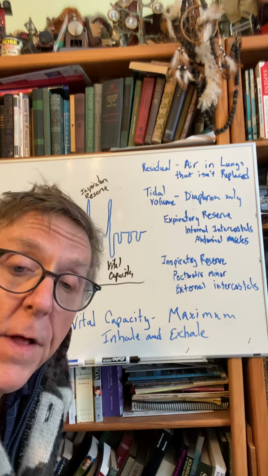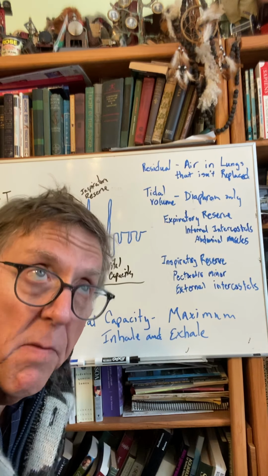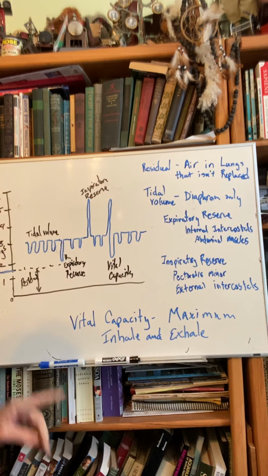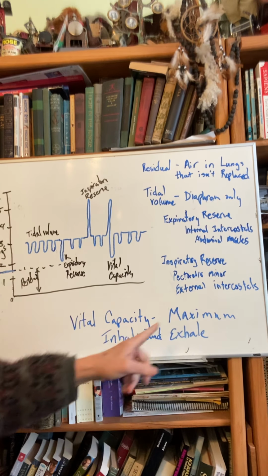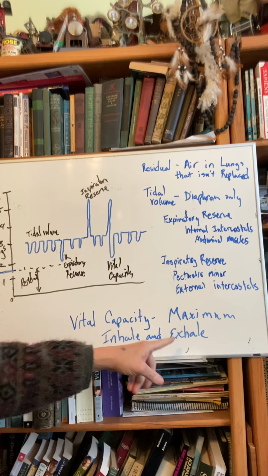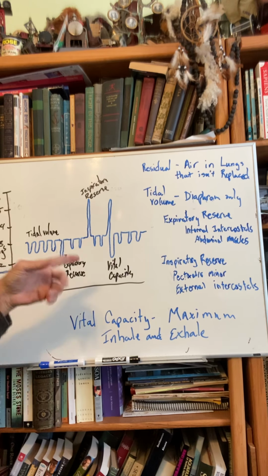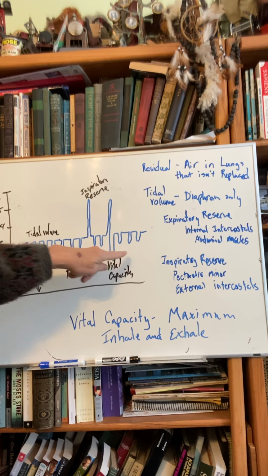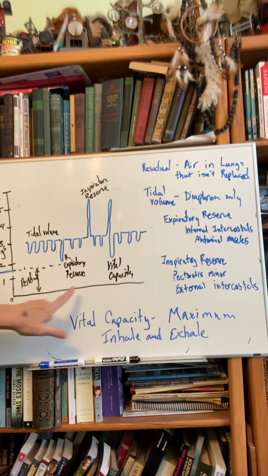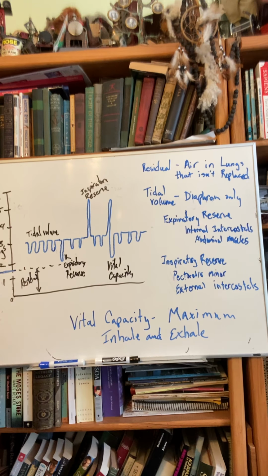When you take the largest inhale possible and exhale as hard as possible, what we call that is vital capacity. It's the maximum inhalation followed by the maximum exhalation. And then, if you notice here, I want you to look at our graph. You see that we always have some air in here. This is 0 down here, and we don't ever go down to 0.